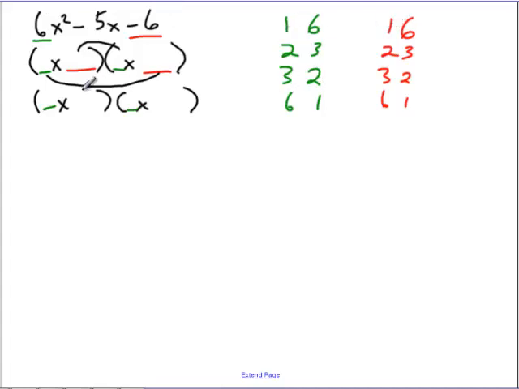So these are the possibilities for A. Could be 1 and 6, 2 and 3, 3 and 2, or 6 and 1. And the red could be over here, essentially the same thing: 1 and 6, 2 and 3, 3 and 2, or 6 and 1. So we've got to now decide and play around with them a little bit and see if we can make our life easier with something like this.